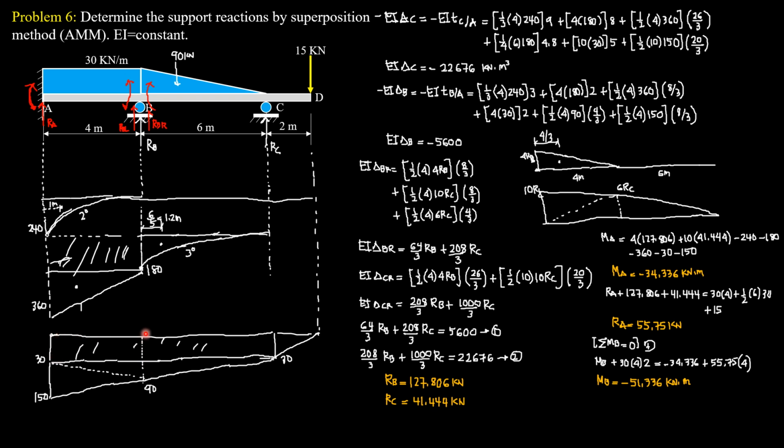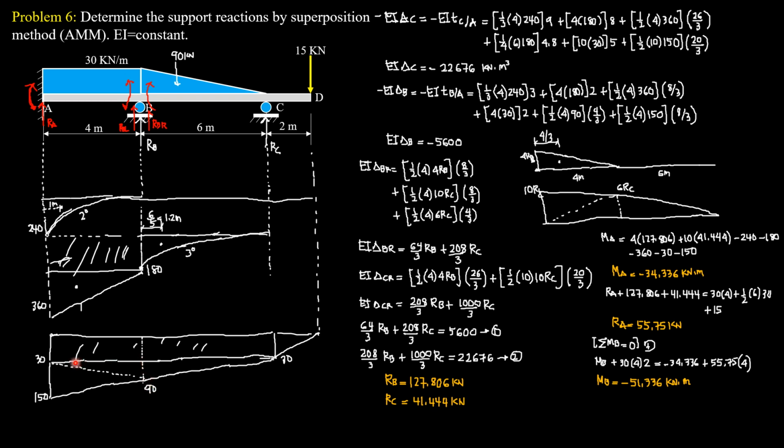Then for this rectangular area it is 4 by 30, and the moment arm is 2. Then for this trapezoidal area, this 90 here is 15 times 6, because it begins here. So 15 times 6 is 90.